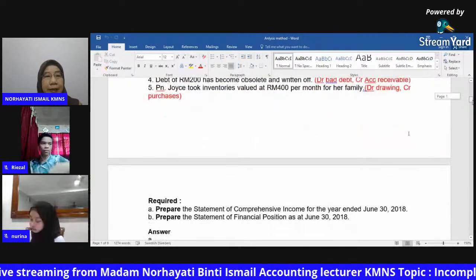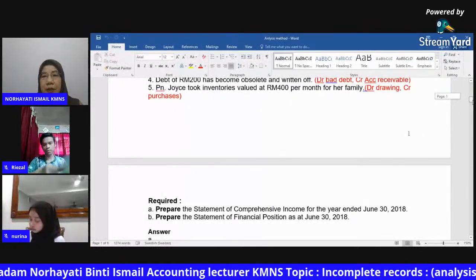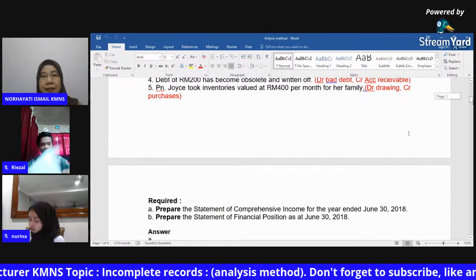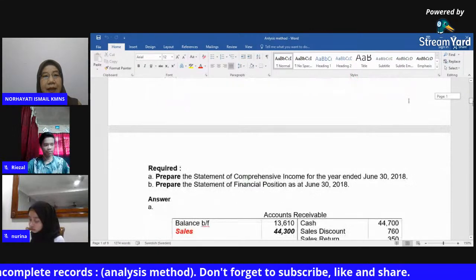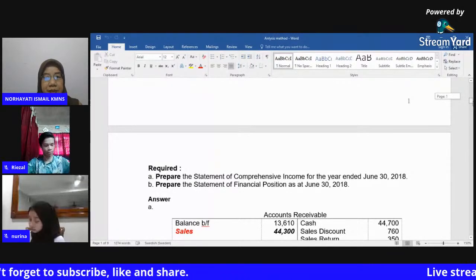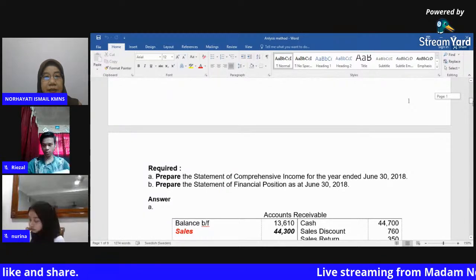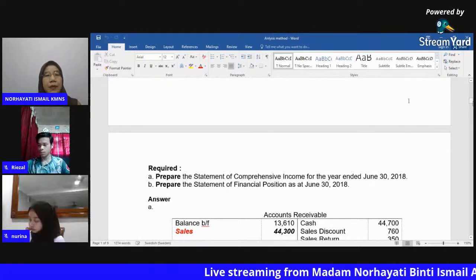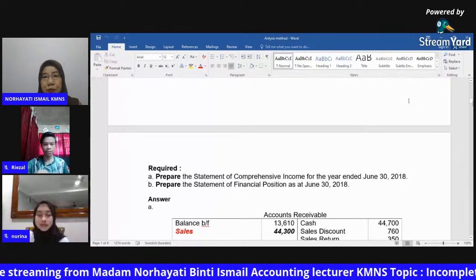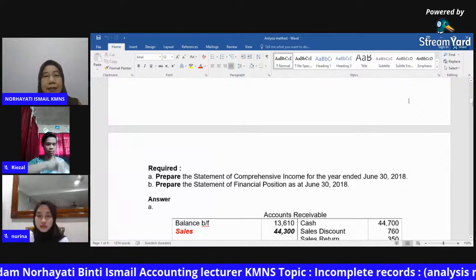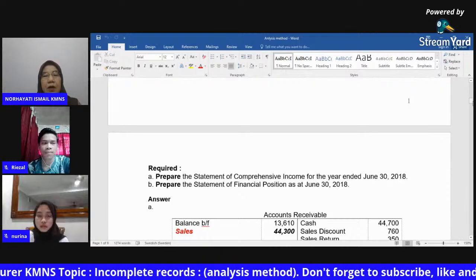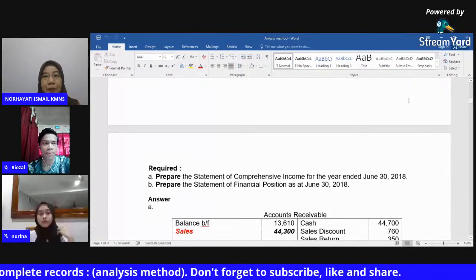You are required to prepare the statement of comprehensive income for the year ended June 30th, 2018, and also prepare the statement of financial position as at June 30th, 2018. And we know that the accounting period starts from 1st of July until June 30th, 2018. Okay, there are a few steps that we have to prepare.